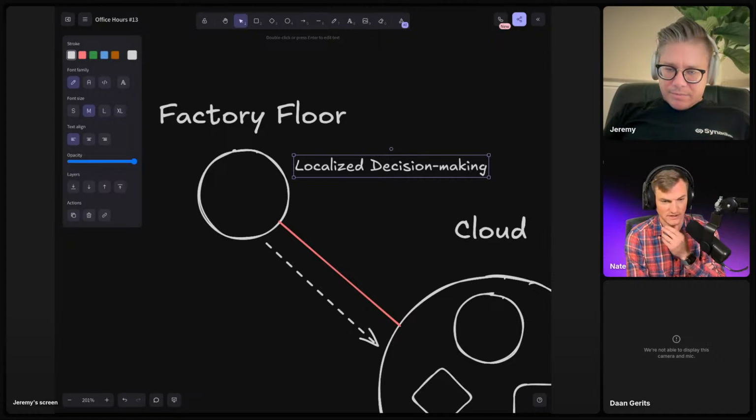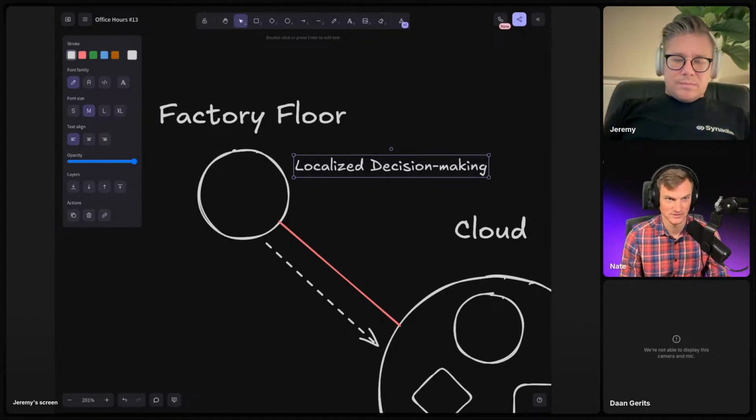Yeah, while he's getting the tech set up, something that this article hits on that's really cool is the use case as well.